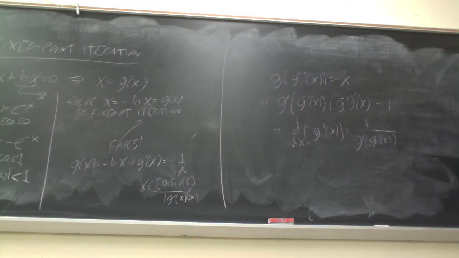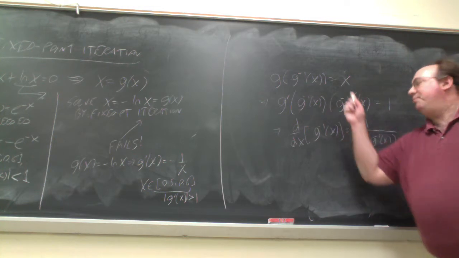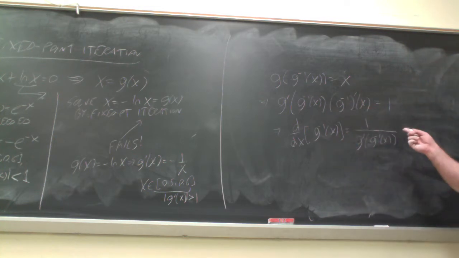So this is why if I have a bad g, I just take the inverse to get a good g. Because if g prime is greater than 1 in absolute value, I take the inverse and I'm going to take a reciprocal of a derivative. So values that were greater than 1 are now going to be less than 1 in absolute value. So that's why this technique works, to fix a bad g.